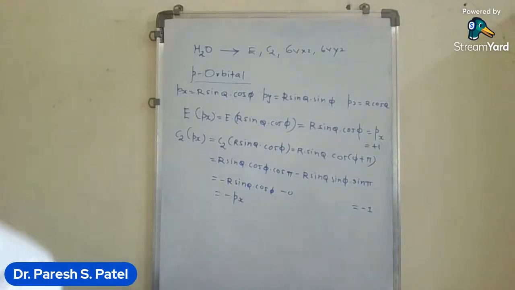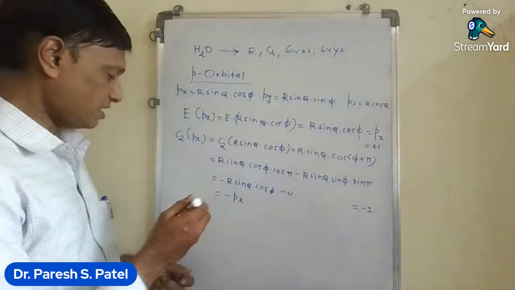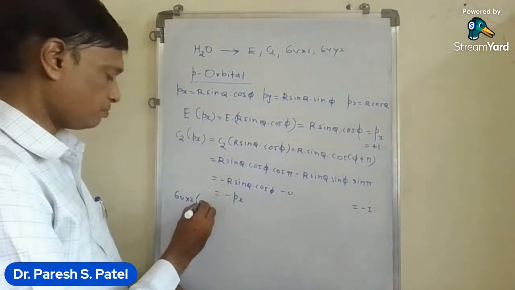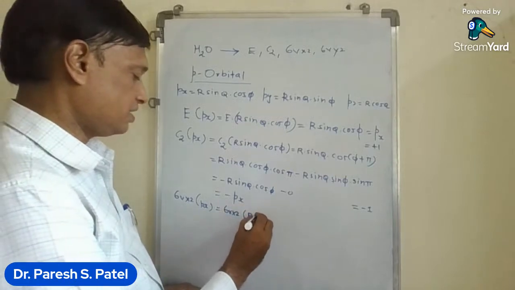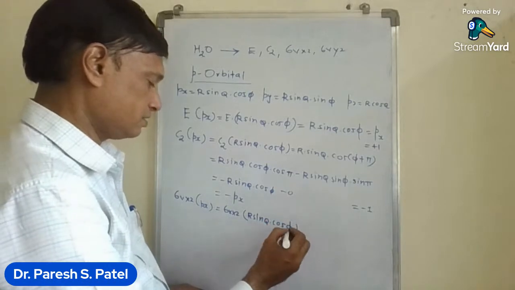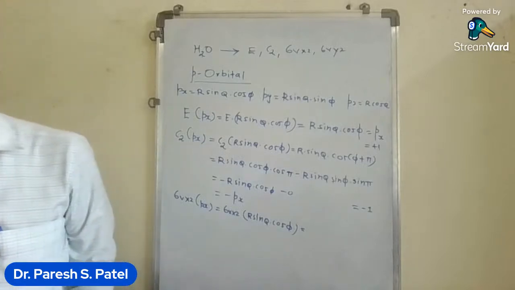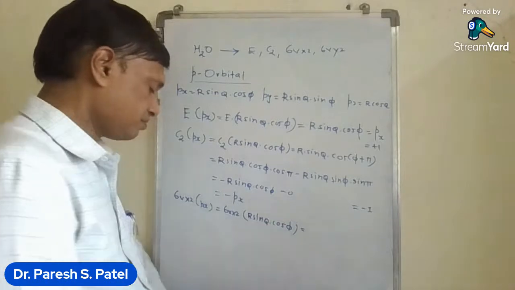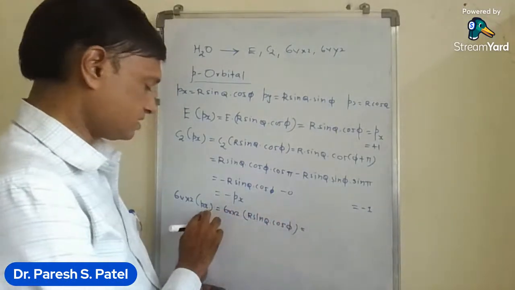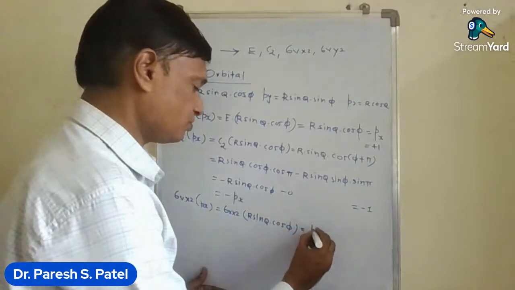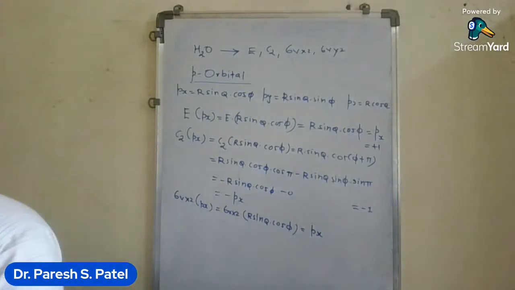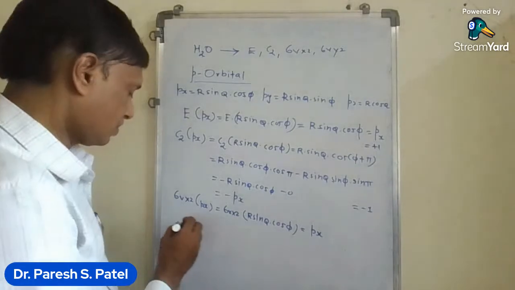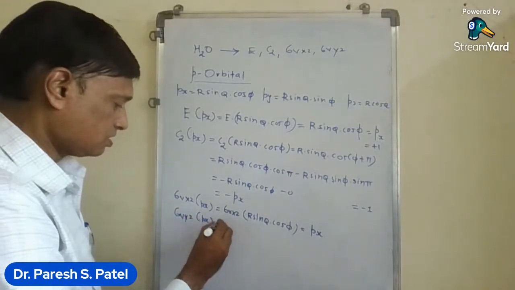If we operate the identity symmetry operation, there is no change. Next, sigma vxz on px: if we operate sigma vxz, there is no change, since px is in the same plane. It means there is no change, and it is equal to px. So px becomes plus px, and the character is plus 1.